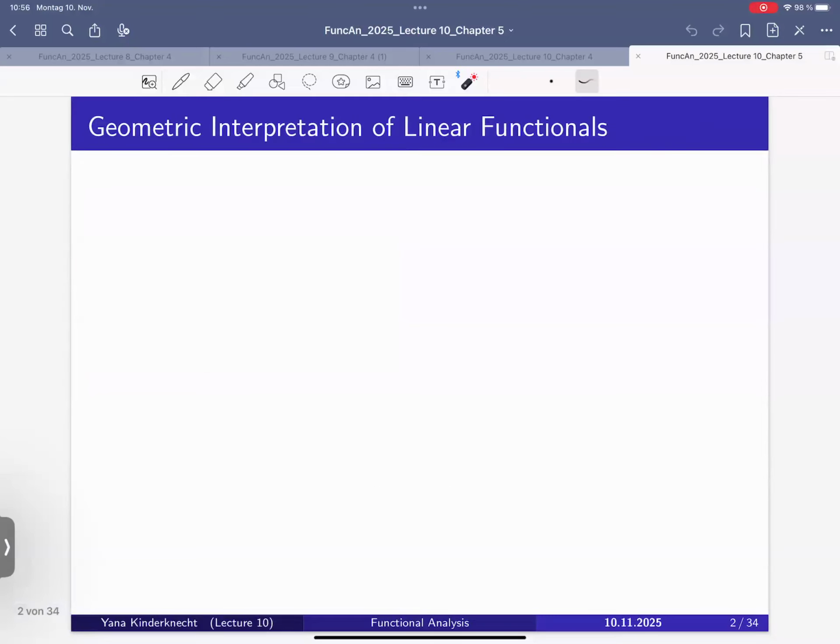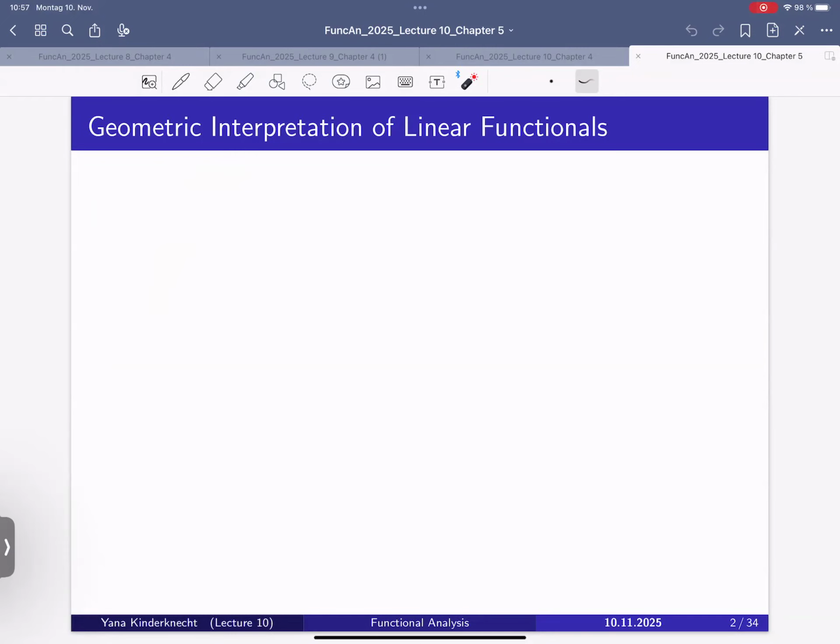So first we start with some geometric interpretation of linear functionals. This is a presentation based on the book of Kolmogorov and Fomin. This is just for better understanding of the objects which we are going to discuss. It is all purely on slides, so we are not going to write down anything, but let us discuss some notions.